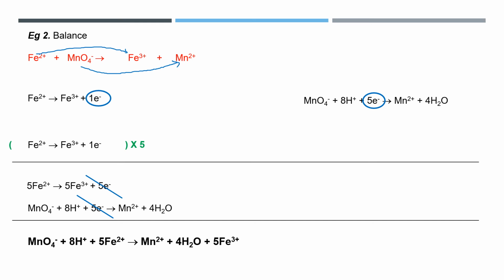Okay. Now, which chemical is acting as an oxidant and which one is acting as a reductant here? This equation is a reduction equation. MnO4 minus is an oxidant, while this equation being oxidation, Fe2 plus is a reducing agent.